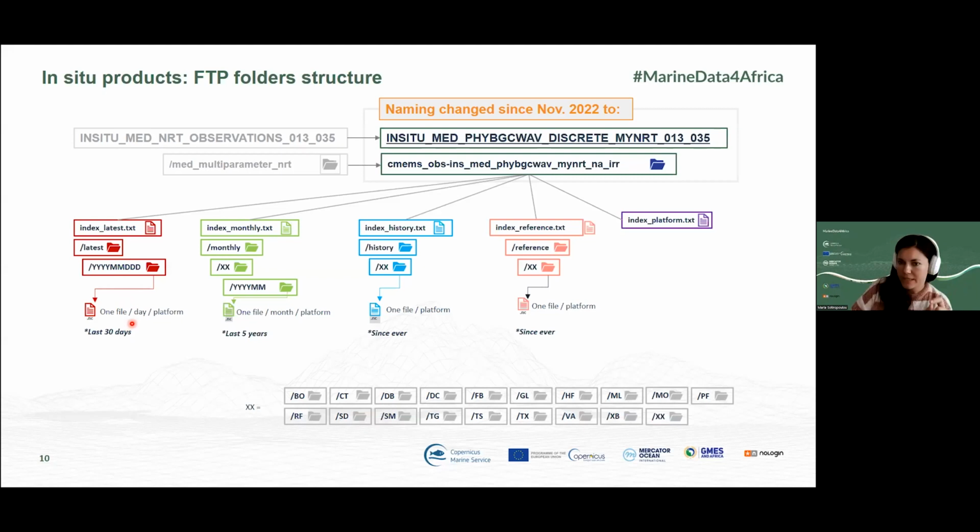In the monthly directory, there is one platform file for each month, separated by the platform type. So you will find for all the moorings here, for each month, one file for a specific month per platform. And in the history directory, you will find one file per platform containing all the data from the start of operation of this platform until the last day of the previous month. And in some of the global in-situ products, you will also find the reference directory, which is the best copy of the historical data of the platforms.